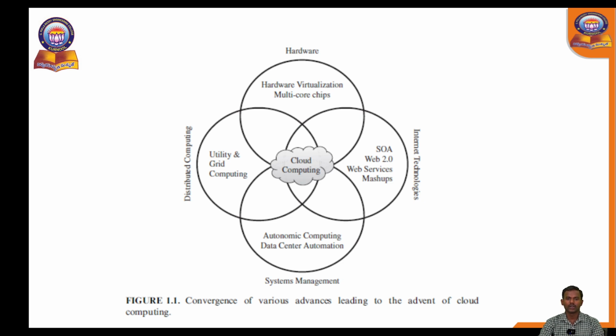So this is the figure. As we saw in the previous slide, these are the four components that led to the development of cloud computing. Before cloud computing, these technologies existed: hardware virtualization, multi-core chips, service-oriented architecture, web services mashups, Web 2.0, and the third one, autonomic computing and data center automation. Next one is utility and grid computing. So let us see them one by one.